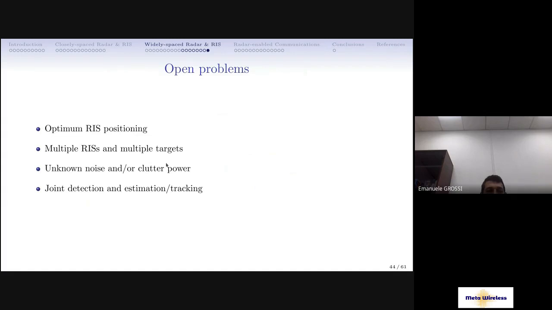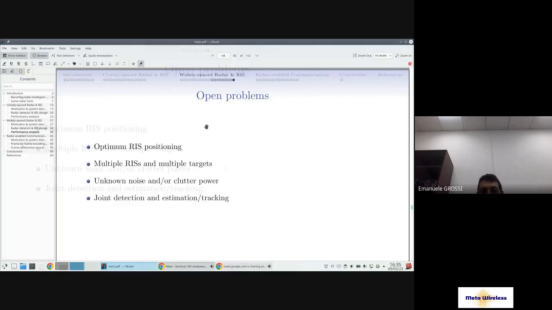And finally, radars are not only used to detect the target, but also to estimate their features and to track them. So therefore, a quite interesting problem is the one where the RIS must be optimized to jointly improve the detection and estimation performance of the radar system. And this closes the part concerning the widely separated radar and RIS. So we'll give back the stage to Luca.